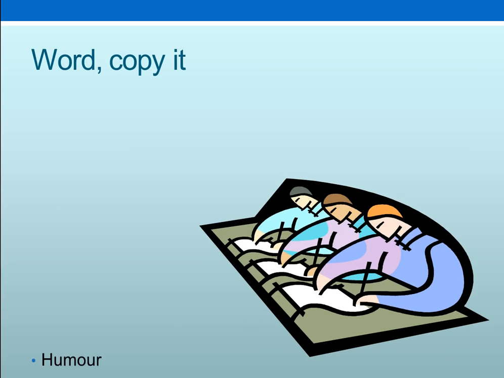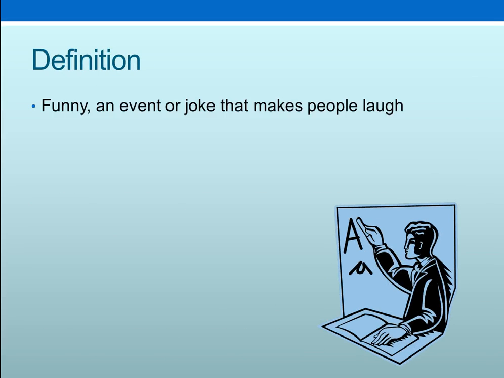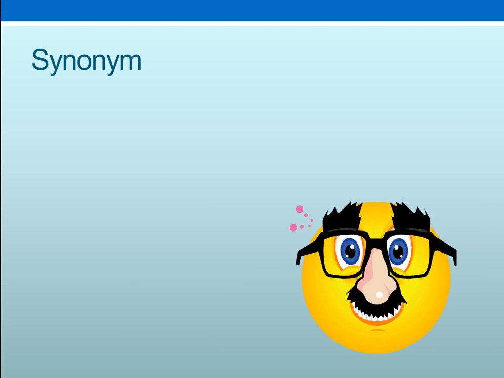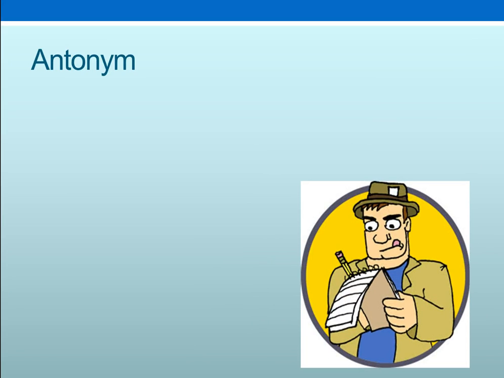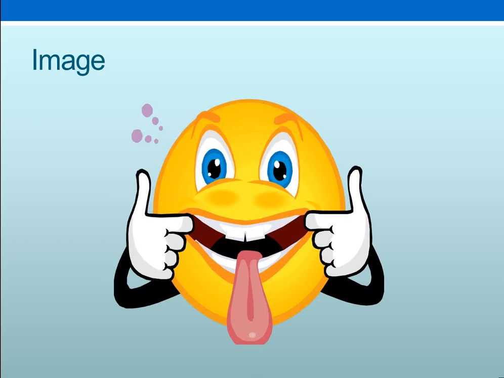So let's do an example. Firstly, you write the word. We're going to start with the word humour. Then you simply copy it. Then you have a definition of the word. So you look it up and you find humour means funny, an event or joke that makes people laugh. Then you move on to a synonym, in other words, something that's similar. Something that's similar to humour is funny or silly. Then you find the antonym, which is the opposite in meaning. An antonym for humour would be serious. And then find an image. And as you can see, this is a rather silly or humorous image.